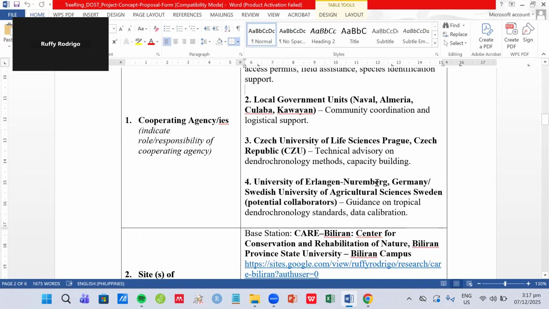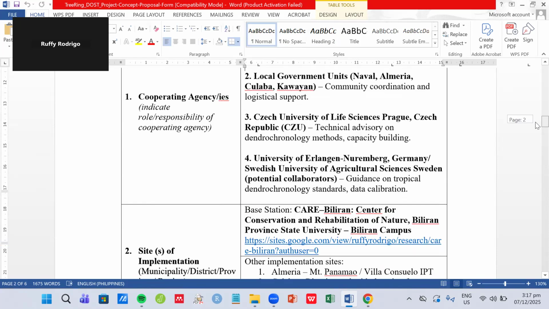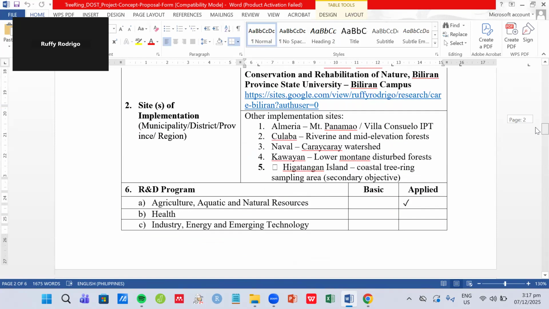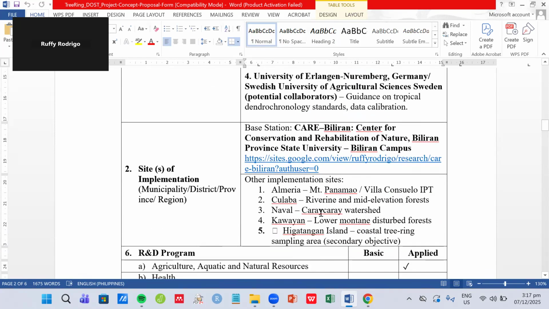And I included here the University of Erlangen-Nuremberg, Germany, or the Swedish University of Agricultural Sciences, Sweden, because they have experience in tropical tree ring research. I also know some colleagues there that I can reach out to for networking. And of course, the sites of implementation. You just have to write the implementation sites. I wanted to have study sites in Almeria, Culaba, Naval, and Kawayan.